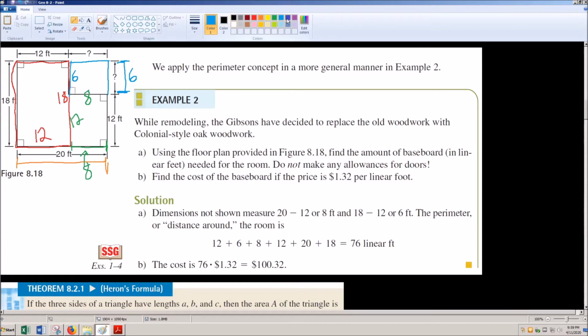And now I can talk about the perimeter of this thing. So to do perimeter, I want to be coming all the way around. So I'm going to have 20, plus 12, plus 8, plus 6, plus 12, and then plus 18 here. So we add all that up right here, and we get 76 linear feet. So 76 as a perimeter for this room, and if I want the cost, I'm just going to multiply that by my 1.32, and it gives me $100.32.